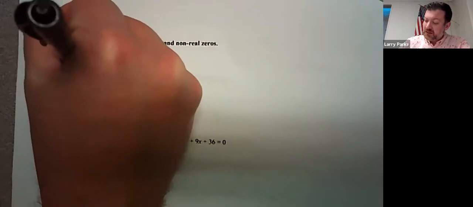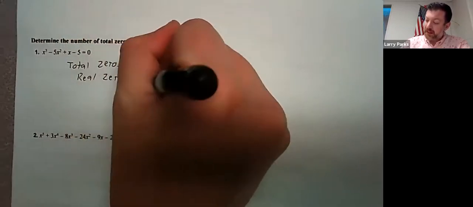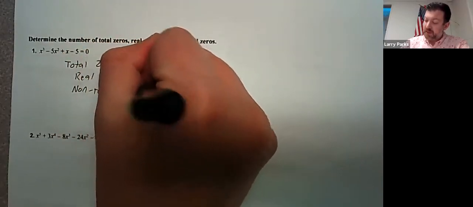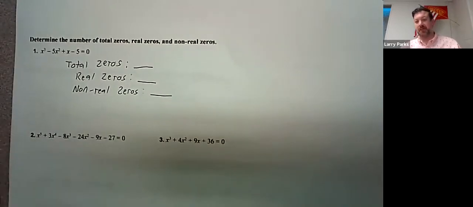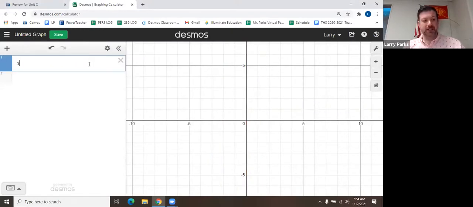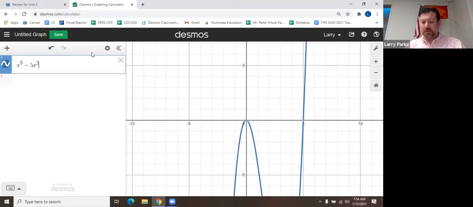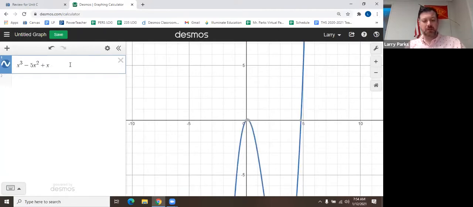Total zeros, and then how many real zeros, and non-real zeros. I would type this into Desmos real fast and go look at the picture. Let's see what this picture looks like. x to the third minus 5x squared plus x minus 5.